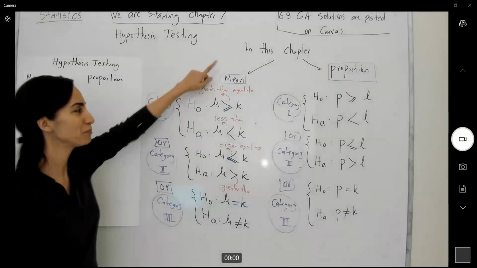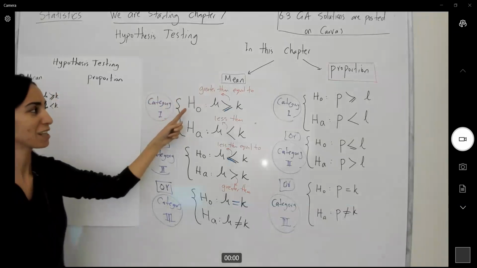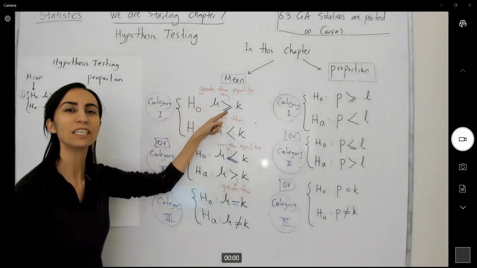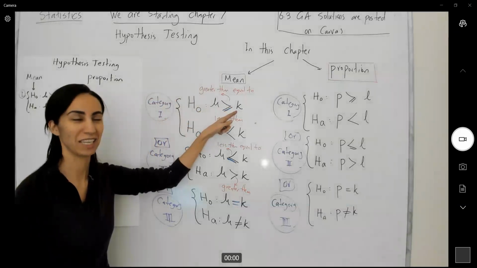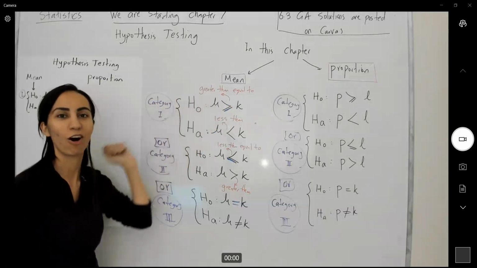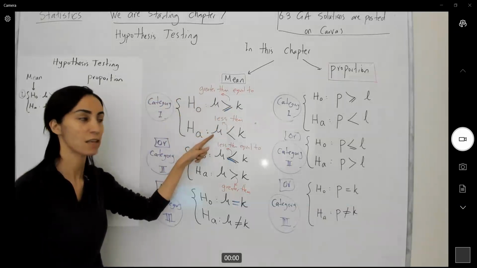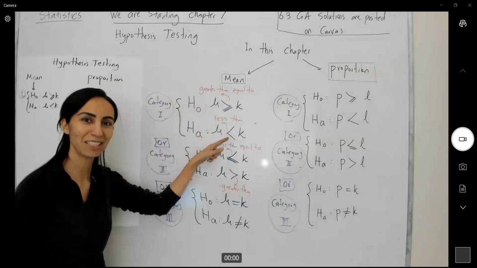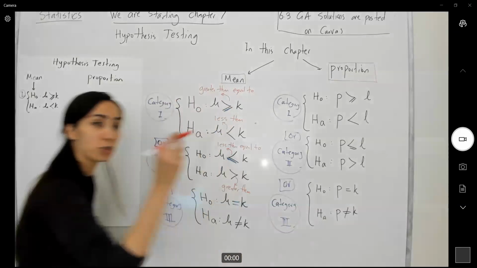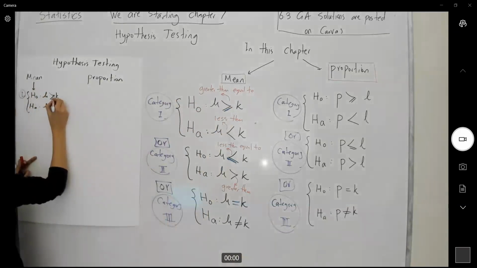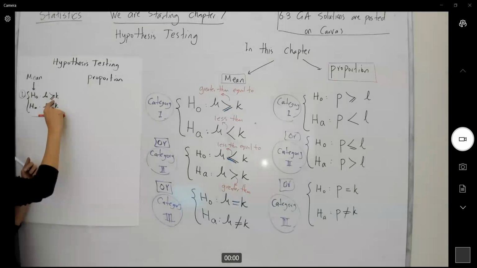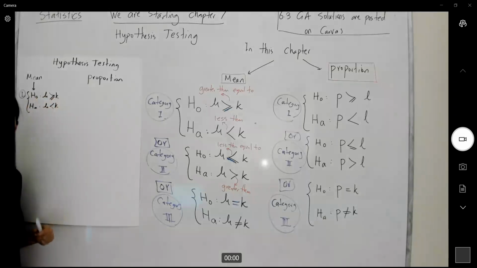When it comes to the mean, the first category says null hypothesis: mu is greater than or equal to a number like k. Your alternative hypothesis, which is the opposite of the null hypothesis, says the mean is less than k. Remember to use a different color to make sure you know it is greater than or equal to. So equality belongs to the null hypothesis.